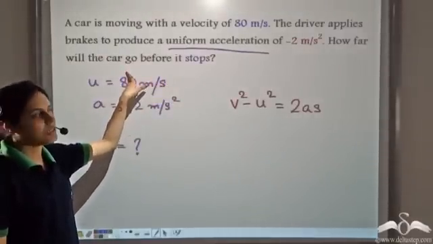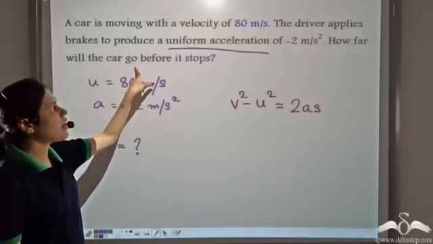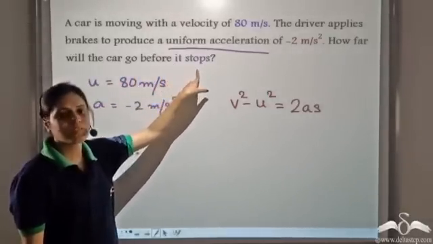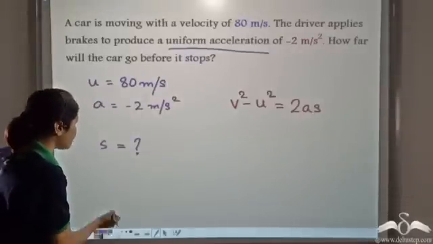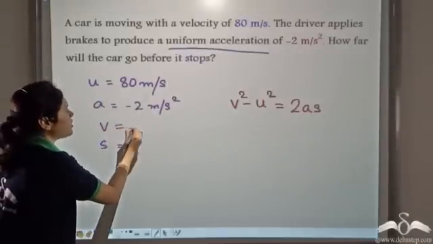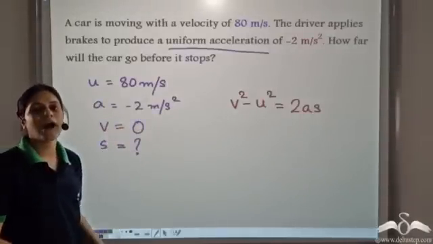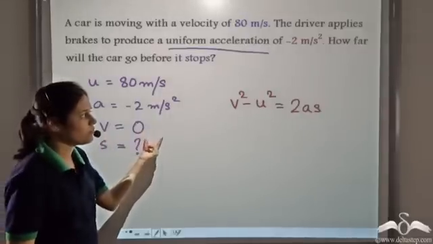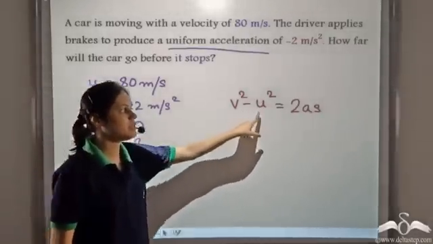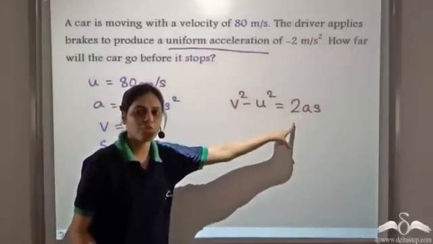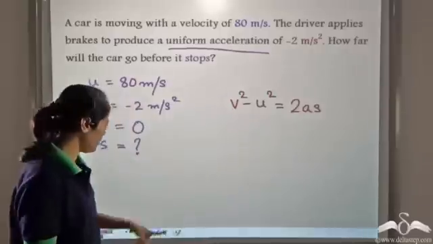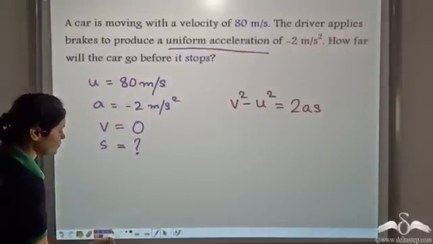Read the question carefully. How far will the car go before it stops? It stops means that the final velocity of the car is 0 because the car has stopped. So the final velocity is 0. So now we have V, U, A and we want to find S. We can simply substitute the values in the equation and calculate.